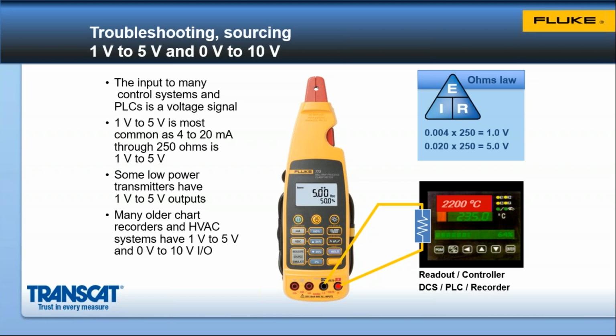There are some older strip charts and other controllers in HVAC systems that have 0 to 10 volts DC. In that case, there is no floor. It's not referred to as a live zero, as it will go all the way to 0. 0 to 10 volt DC I/O is often used in concert with 0 to 20 milliamp signals. Not typical for process, more often in building controls and building automation.